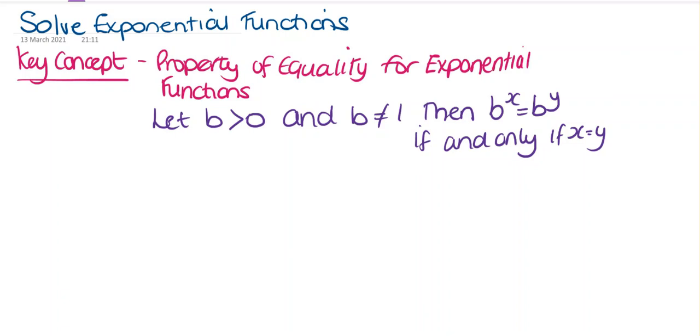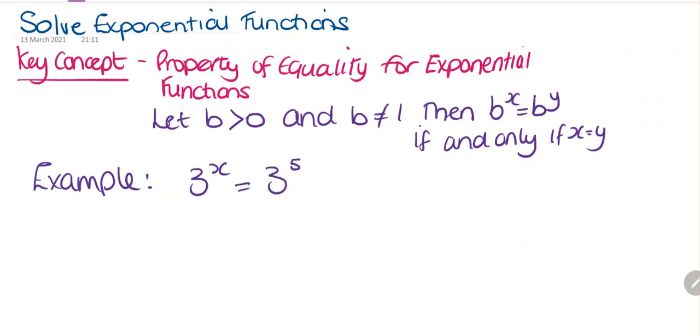So let's have a look at an example. So if we got 3 to the x, and this is equal to 3 to the 5, our bases are the same, which means that we can use the property of equality for exponential functions and say that therefore x is equal to 5.